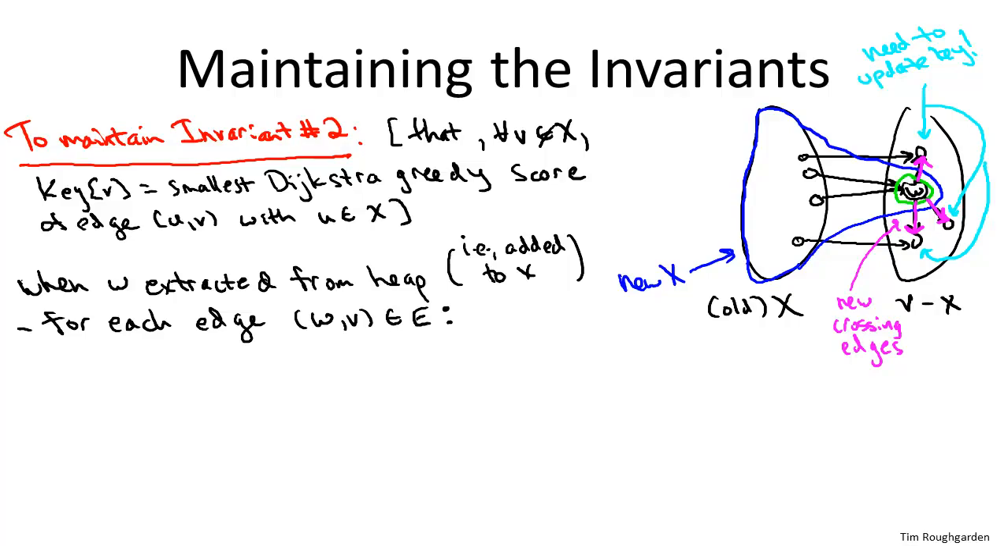Remember, the heap is only the stuff outside of X. So we could care less about stuff outside of the heap. We're not maintaining their keys. So we do an extra check if the head of this edge is in fact still in the heap, that is, if it's not in X.